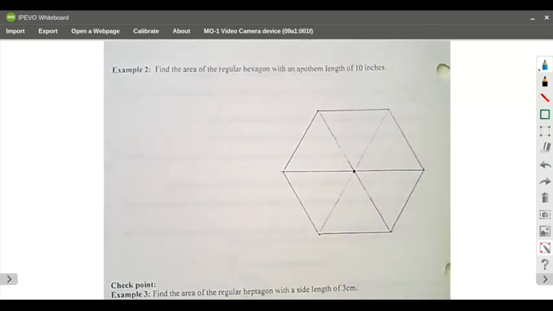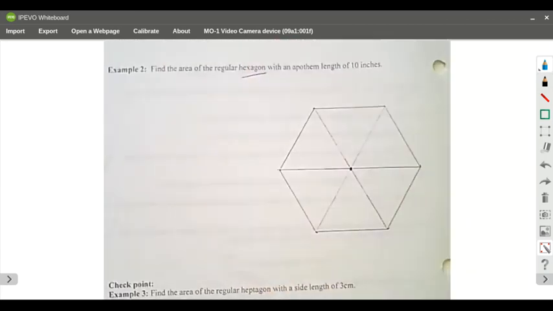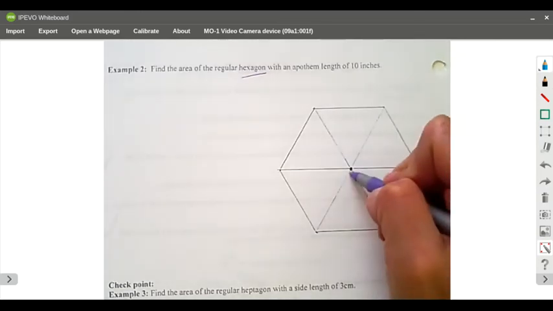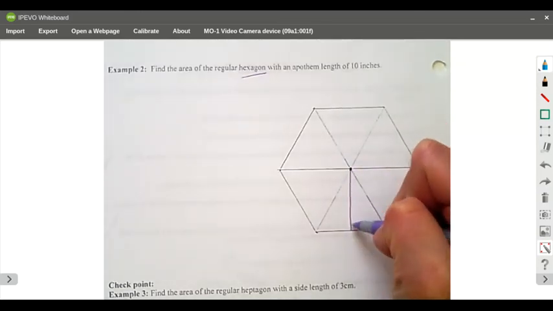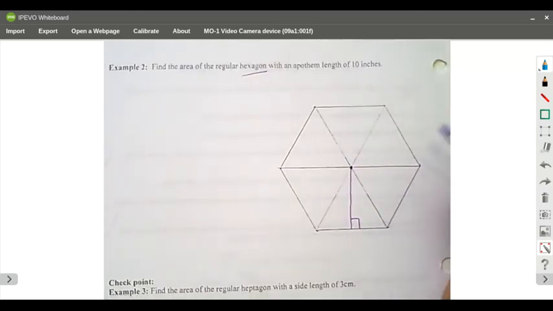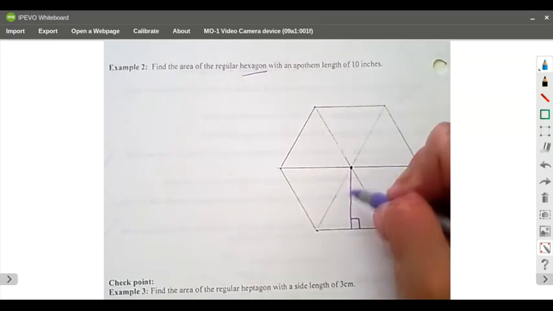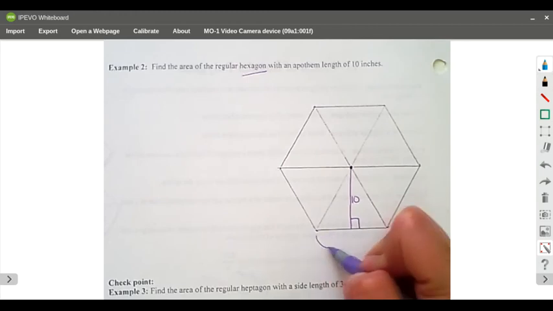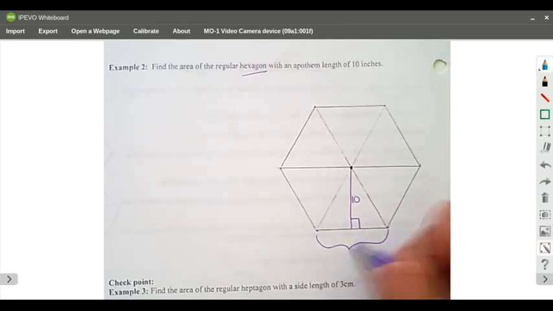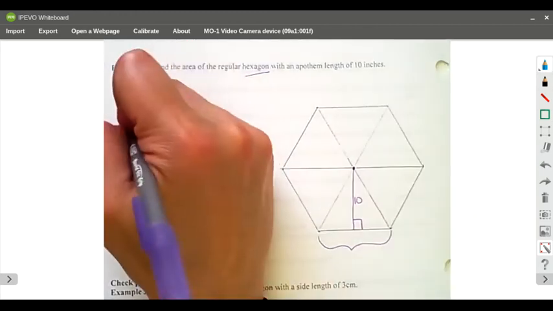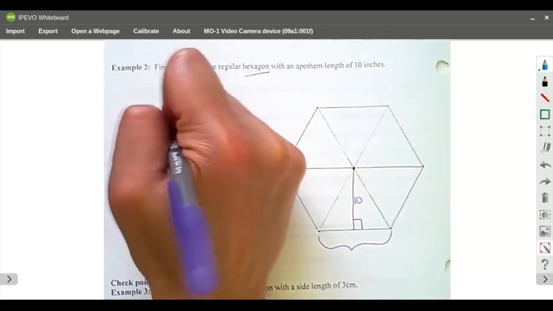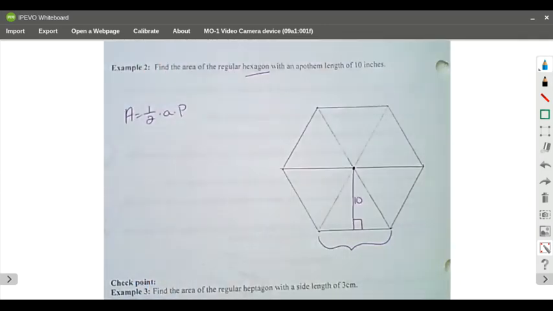So anyway, this one wants us to find the area of a regular hexagon, that's 6 sides, which I gave you the picture, so you can just see that, with an apothem length of 10 inches. Sometimes we give you the apothem. Remember, the apothem is perpendicular to the side, from the center to the side. So this is 10. We need to find the side, because for the formula, which is 1/2 times A times the perimeter, we need the perimeter. And to get the perimeter, we need a side.